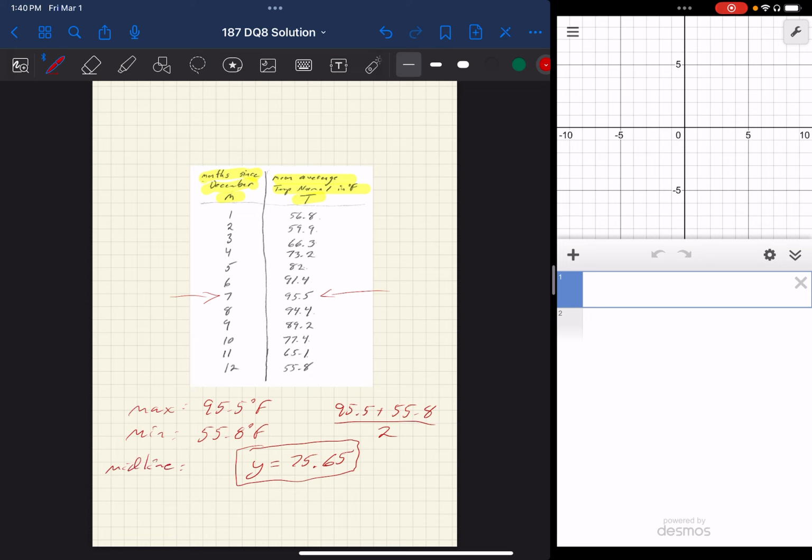Next, we have to find the amplitude. Well, the amplitude is the distance between the midline and the peak, either the maximum peak or the minimum peak, so the distance between them. So to find the amplitude, I started with the maximum and subtracted from that the midline. The distance between those two values is 19.85. And this is the amplitude.